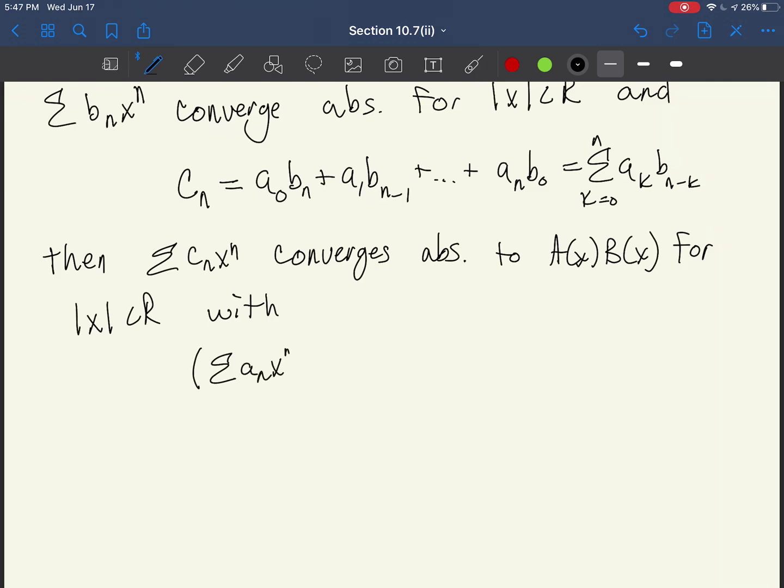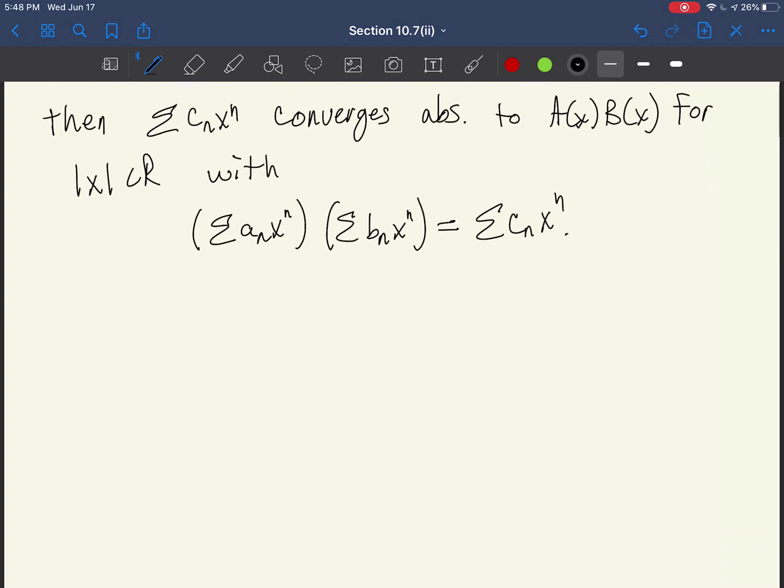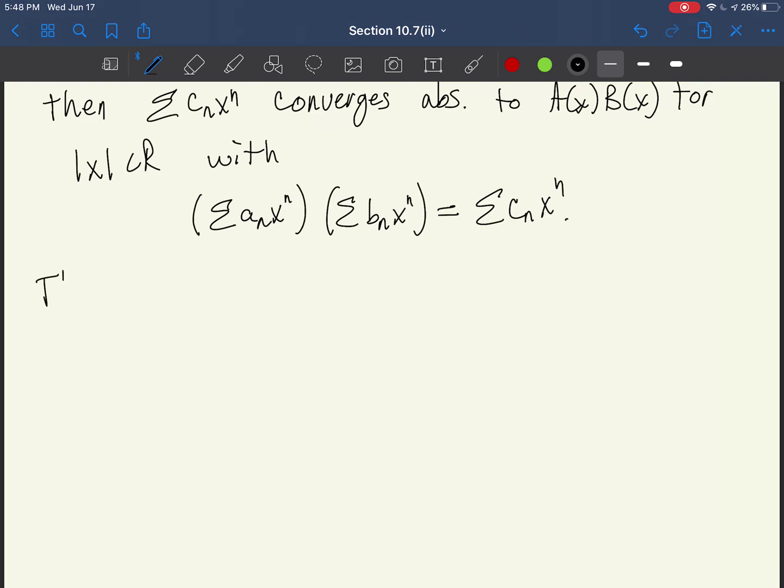And all of this is saying that if you want to multiply power series, so you have the power series a_n x^n times the power series b_n x^n, the way you're going to get those coefficients is you're going to do this c_n that is above. And this gets really messy really quick. This is really disgusting. All of this is to say, hopefully you never have to multiply power series.